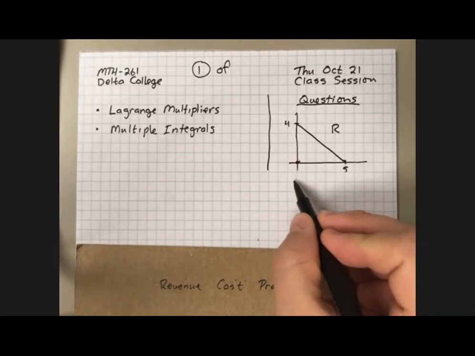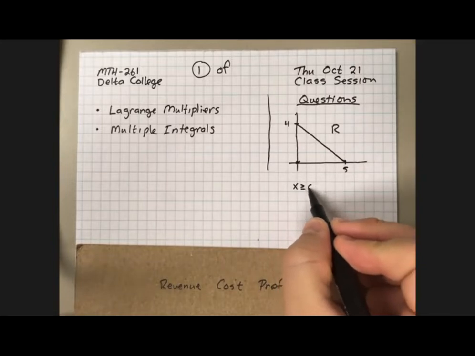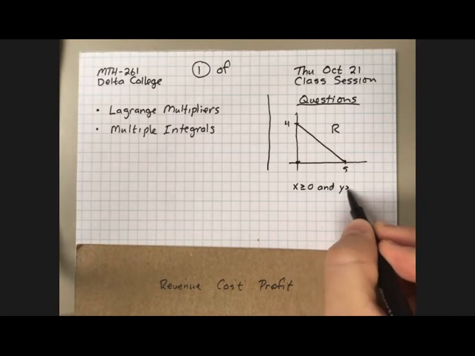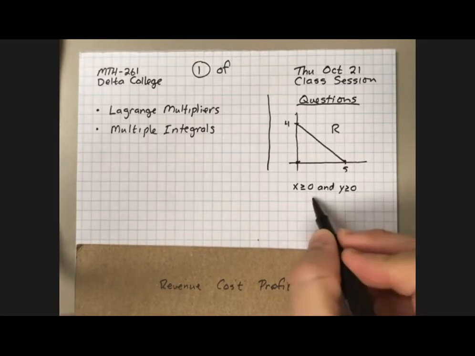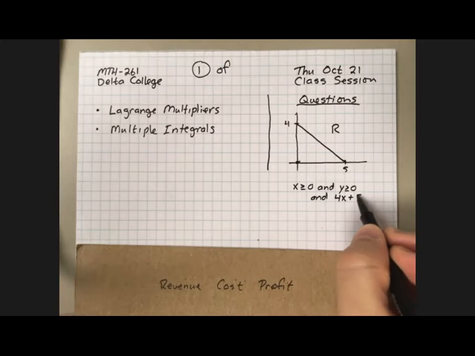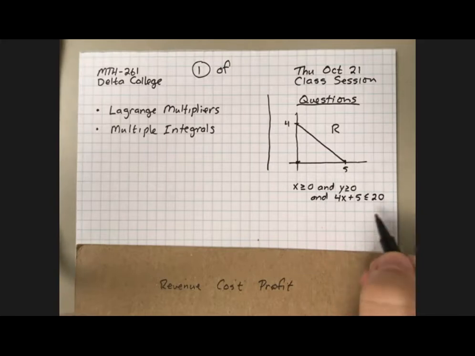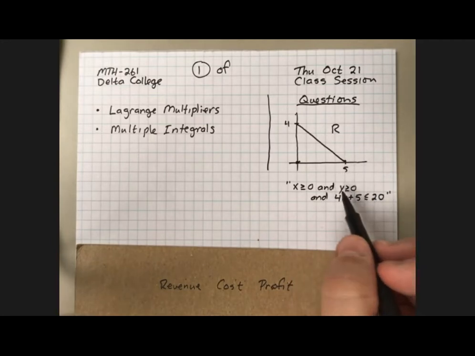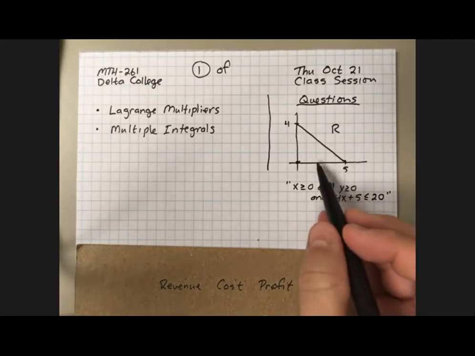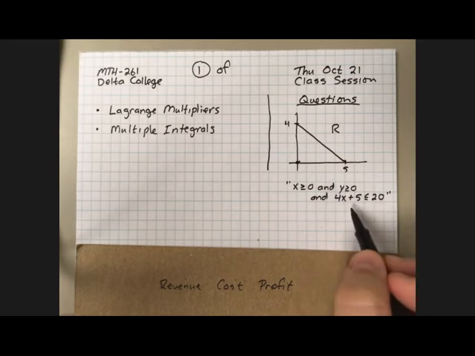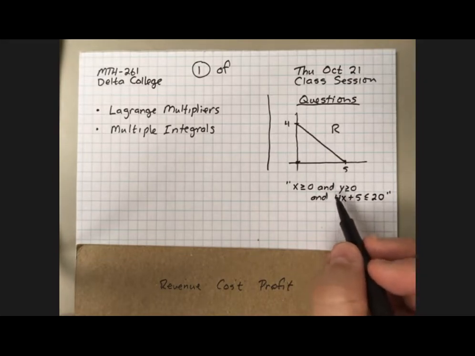And for the purposes of graphing, I described it: x is greater than or equal to 0 and y is greater than or equal to 0 and 4x plus 5y is less than or equal to 20. Now that does properly describe all the points in this region here. And Mathematica allowed me to graph the surface above this region with this instruction and the RegionFunction command. We illustrated that in the lecture last time.